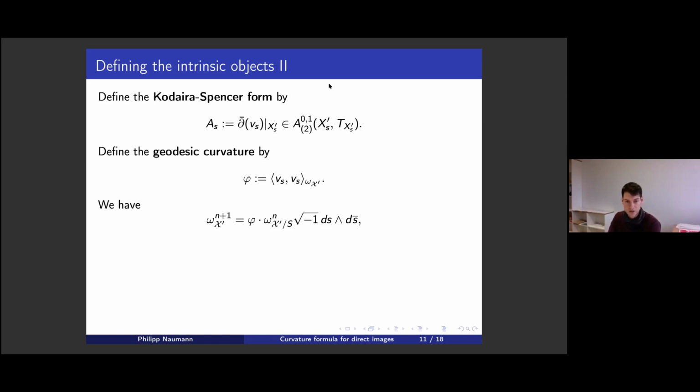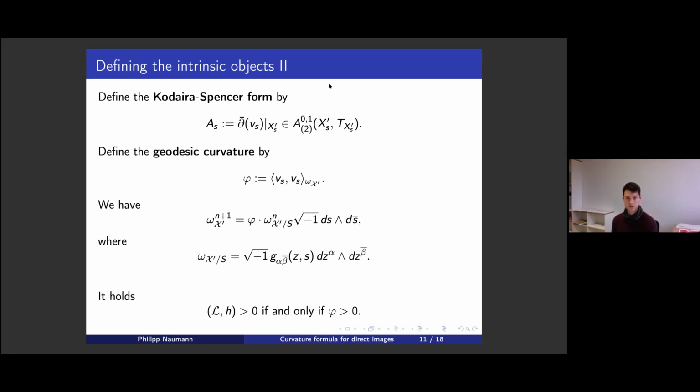My assumption was that the metric is relatively positive, so it's positive along the fibers. So then I have this relative volume form omega x prime over s to the n. This is positive, and phi is, so to speak, the eigenvalue in the horizontal direction. So I get the line bundle L on x prime. It's strictly positive if and only if this function phi is strictly positive.